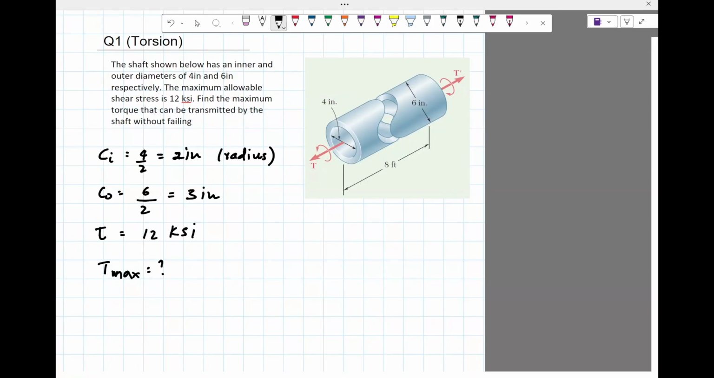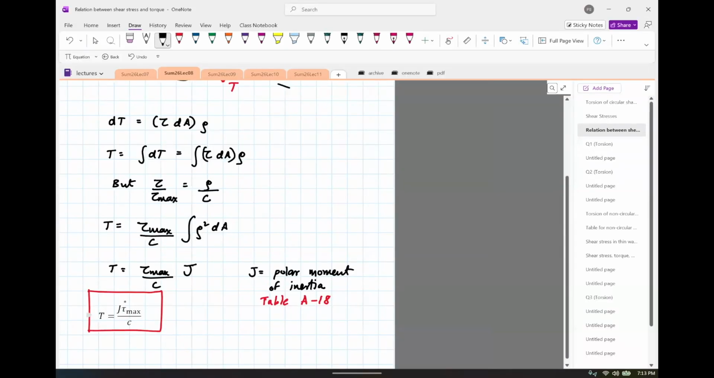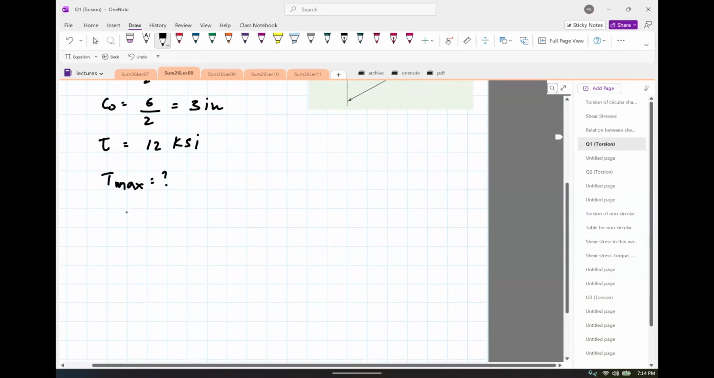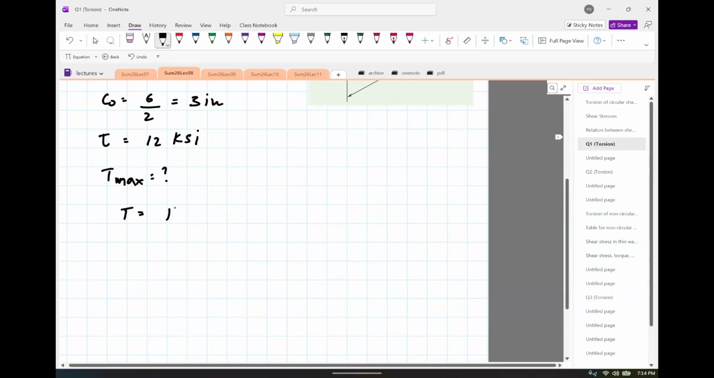Okay, so now given that, what is the formula for tau? That was only one formula which I wrote so far. It's basically this one. The torque T is J times tau max upon C. This should have been max anyway. So if there's tau max, in this case it has to be the maximum torque. So let's just put that value there. So T is J times tau max divided by C0.